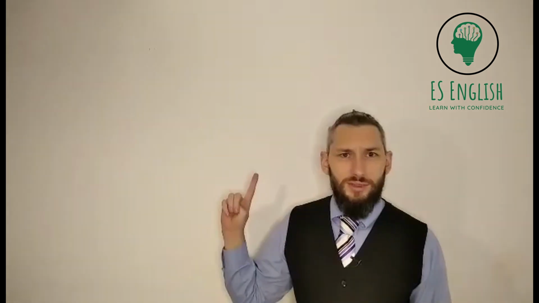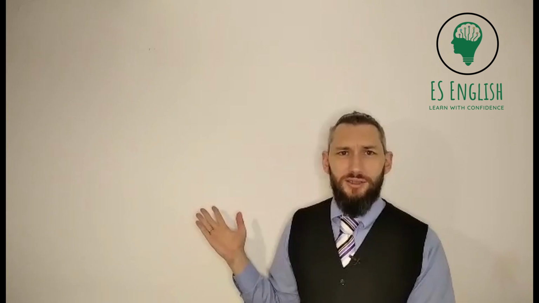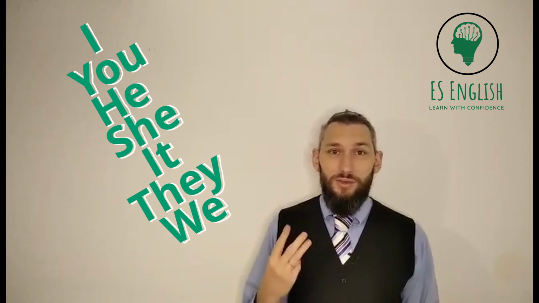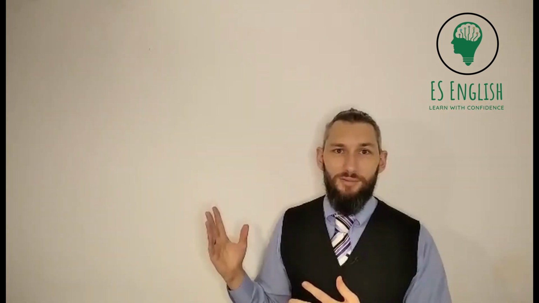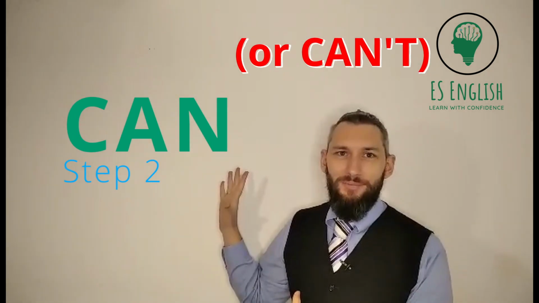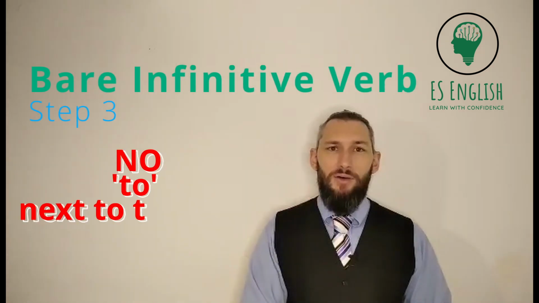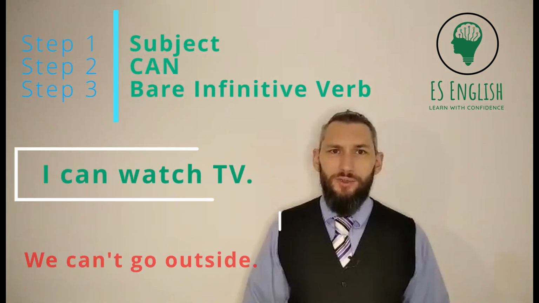3 steps. Step 1, the subject. We can choose anything to be the subject, whether it's I, you, he, she, it, they, we, the cat, the dog, the teacher. It could be anything for step 1, as long as it's a noun. Step 2, ta-da, can. And number 3 is our bare infinitive. So the verb from its root form.